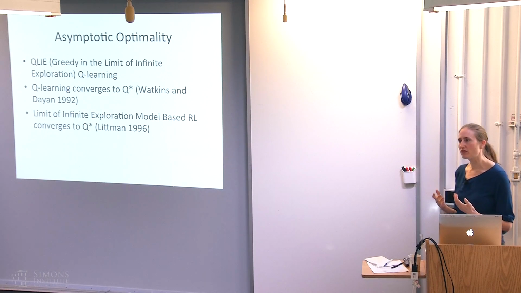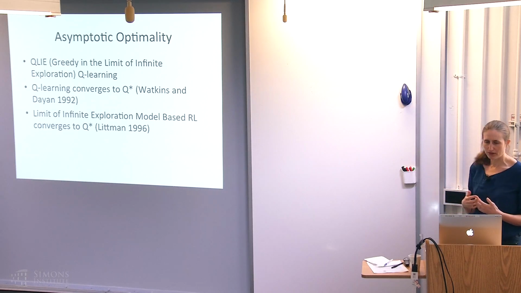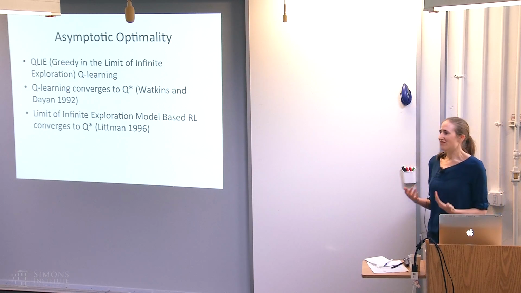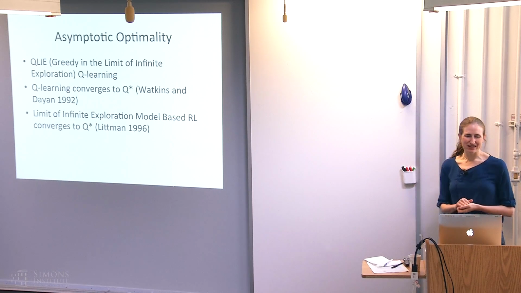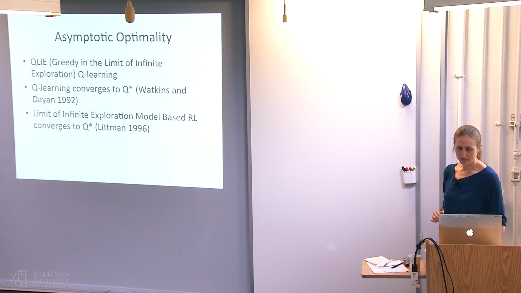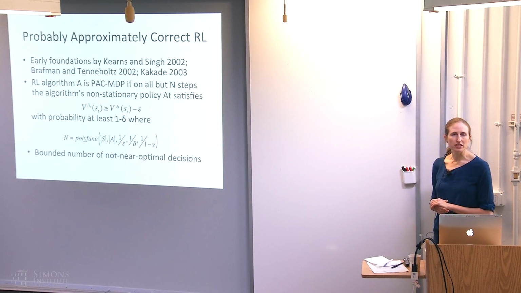Okay, so these are some of the first guarantees that came out about the performance that we might get in reinforcement learning. It's not very satisfying, particularly if we're not going to act forever. I think it's a reasonable guarantee, but I think we'd like something stronger. So one notion that's stronger is probably approximately correct RL.